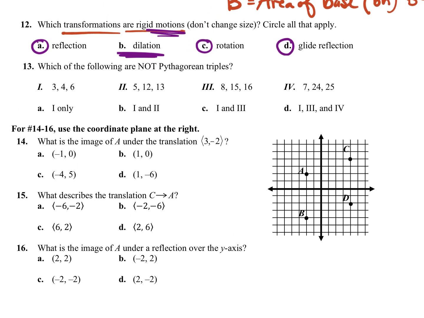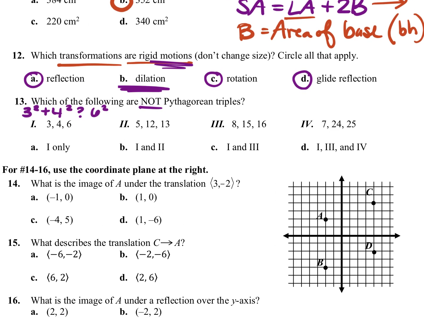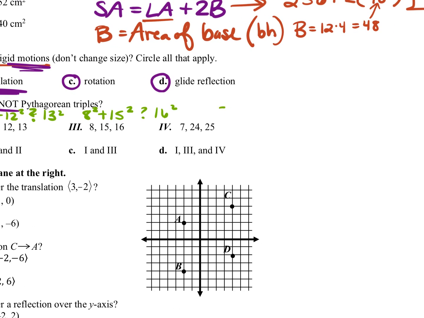Okay, take a look at these numbers. It says, which of the following are not Pythagorean triples? How do you find out? Square them. Plug it into the Pythagorean theorem, right? You're going to check 3 squared plus 4 squared and see how that compares to 6 squared. 5 squared plus 12 squared and see how that compares to 13 squared. 8 squared plus 15 squared, how does that compare to 16 squared? And 7 squared plus 24 squared, how does that compare to 25 squared?